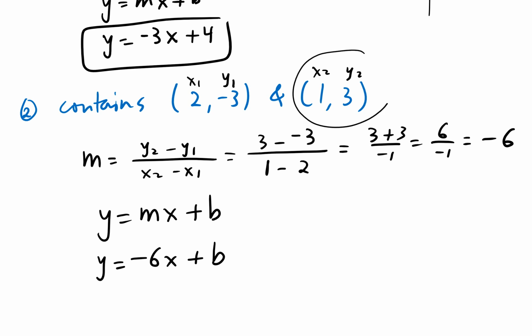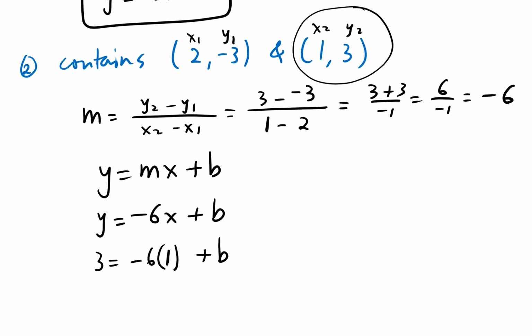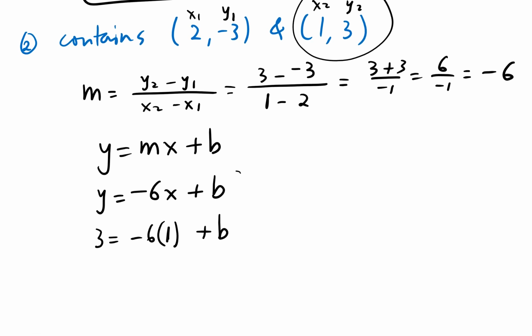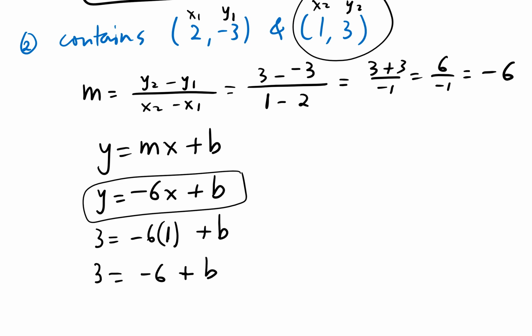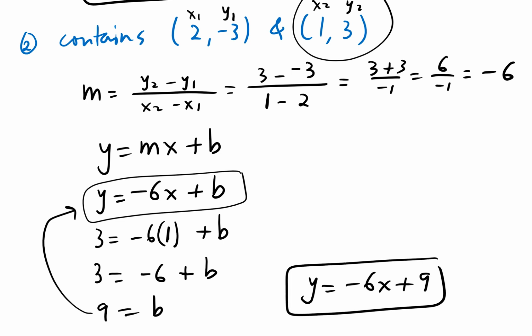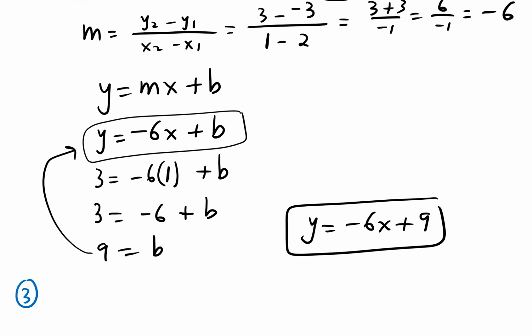Let's say I'm going to choose the second point, (1, 3). So the y value is 3 equals -6 times the x value, 1, plus b. From here I solve for b and then put it back in. 3 equals -6 plus b. Add 6 to both sides, so b is 9. So I put it back in and get y equals -6x plus 9. This process is a little bit lengthy, but that's the best way to do it.